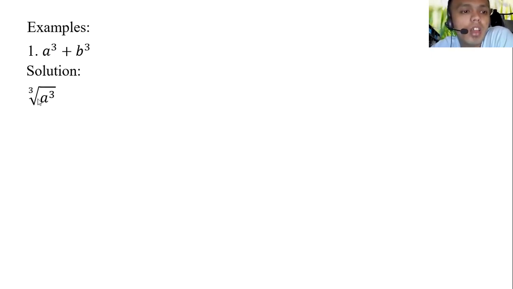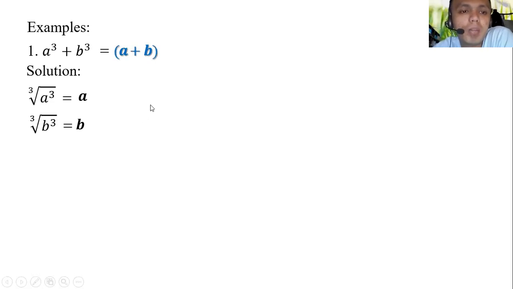We have the cube root of a cube. What is the cube root of a cube? We have a, because a times a times a is a cube, three times in the cube root. And then for b cube, we have b. Then copy the sign from the given, which is plus. So we put plus there. Then enclose in parentheses.